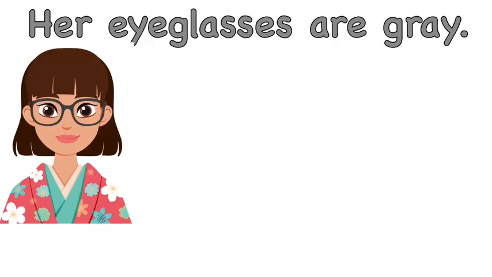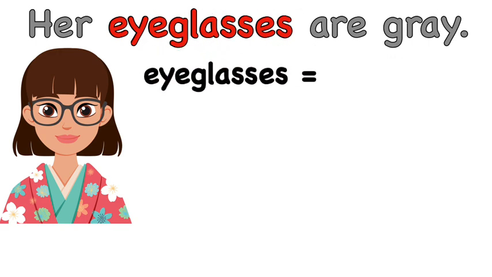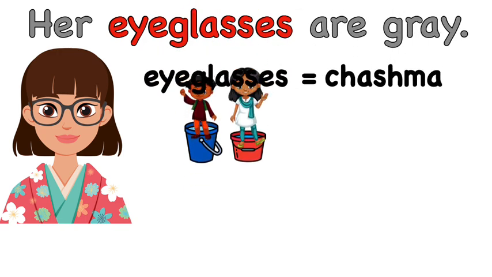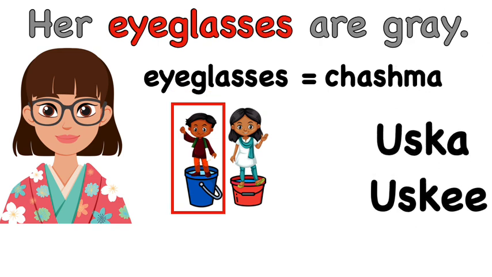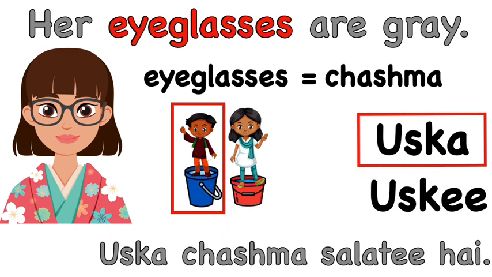Her eyeglasses are gray. What's the subject of the sentence? Eyeglasses. What's eyeglasses in Hindi? Chashma. Pull or stri? Pull. So would it be uska or uskee? Uska. So how do we do the full sentence? Her eyeglasses are gray. Uska chashma saleti hai. Because chashma is a pull noun, so we use uska even though it's a her sentence.